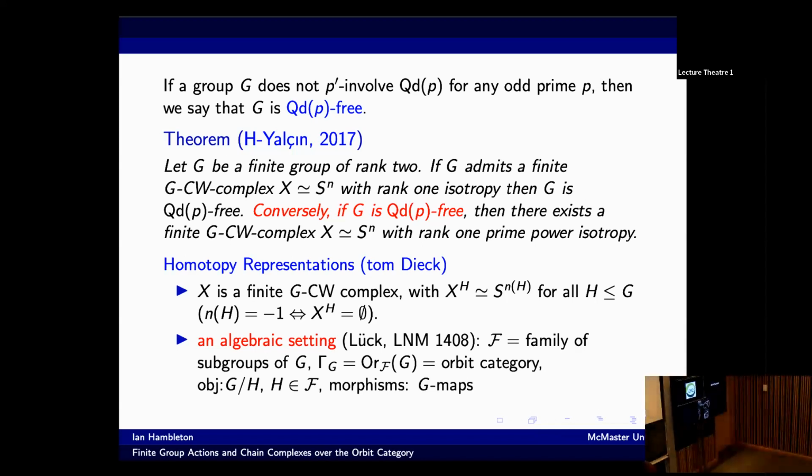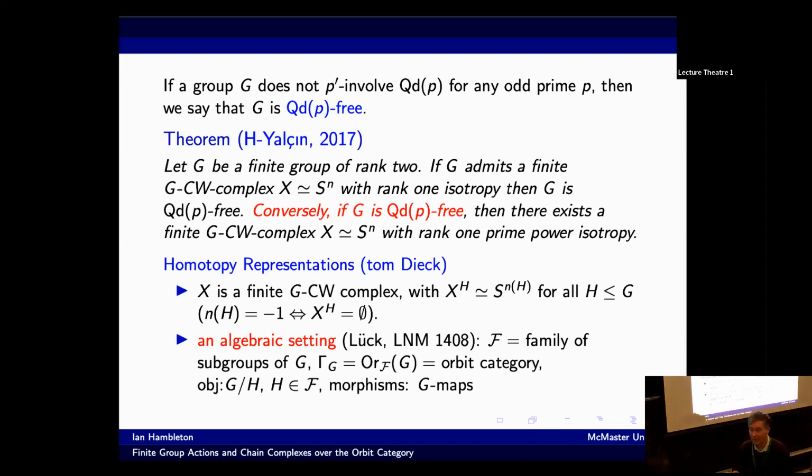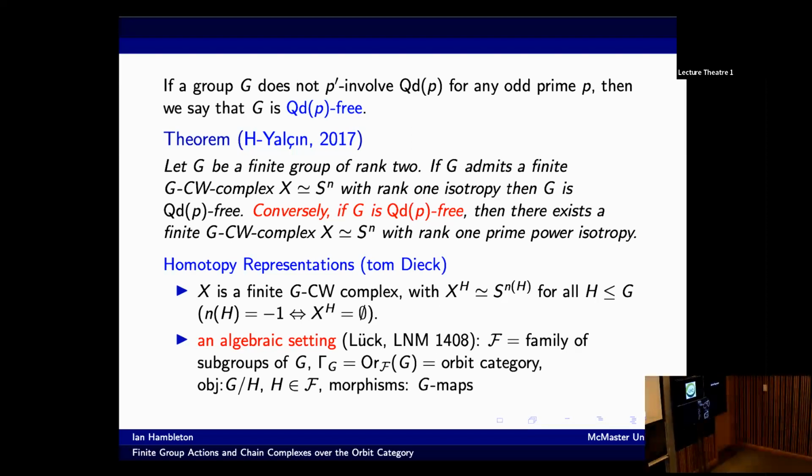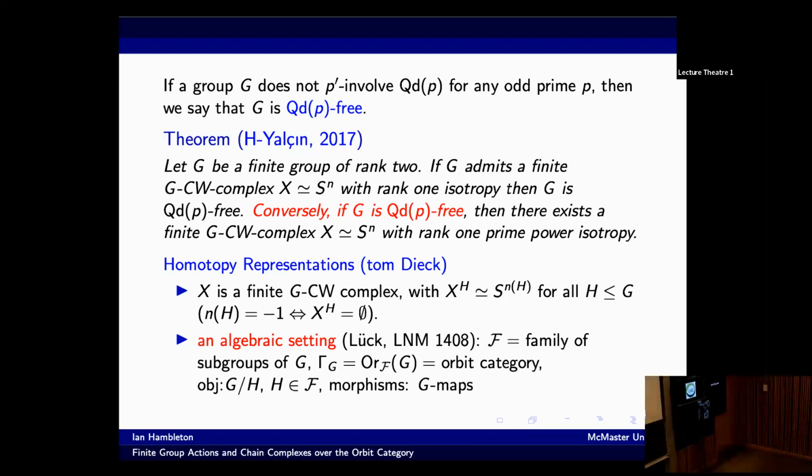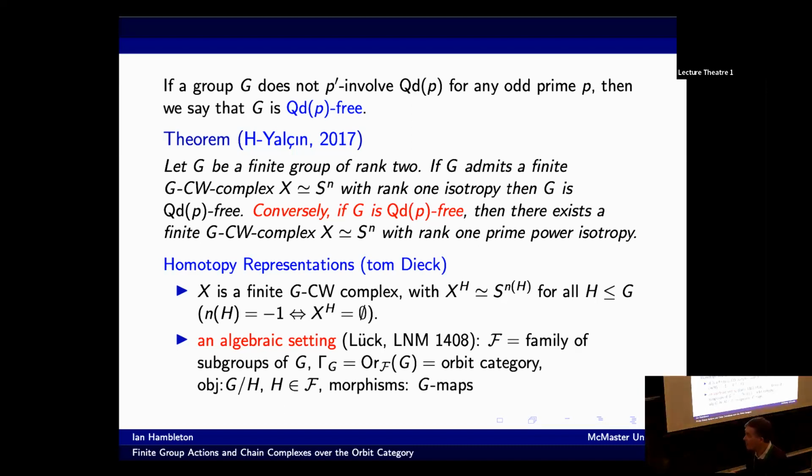So out of this category, you can do modules by taking contravariant functors out of this category into R-modules, where R is any commutative ring, let's say. And once you can do modules, you can do chain complexes, you can do all of algebraic topology over the orbit category. Okay. So this is a point of view that Lück developed in his lecture notes on transformation groups. So there are geometric things, the finite GCW complexes, and in a bit we're going to have algebraic things which will model the finite GCW complexes in the orbit category.